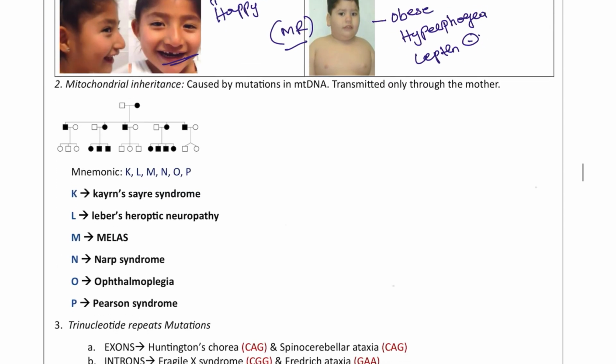Next, mitochondrial inheritance. Mitochondrial inheritance is caused by a genetic mutation in the mitochondrial DNA, and it is only transmitted through the mothers. The mother can transmit to her son, and the mother can transmit to her daughter, but the transfer is only from the mother. Here you can see the mother is transmitting to all the children, but the father in the next generation is not transmitting, while again in the next generation the mother is transmitting, so the mother shares it with all.